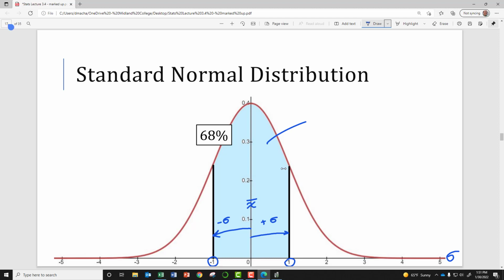Let me write that out. The area in blue here is 68% of the total area under the curve.